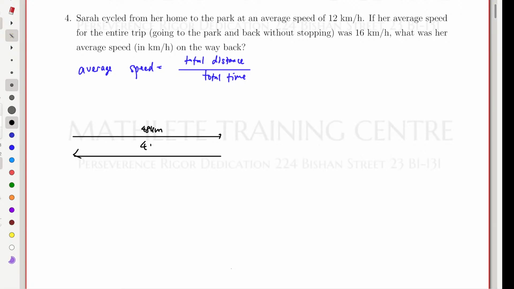For example, on the way there, how long does Sarah spend? Sarah spends 48 divided by 12. That's 4. Sarah spends 4 hours on the way there.